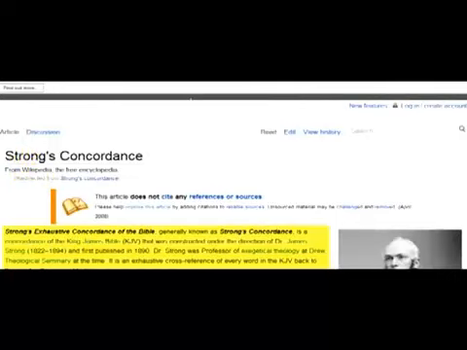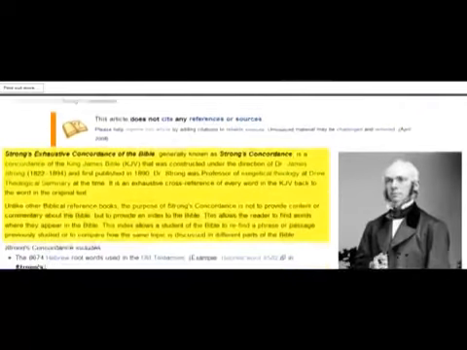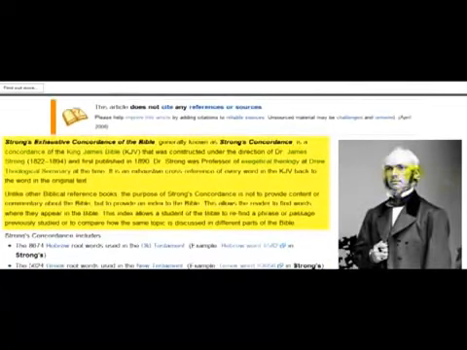This is from Wikipedia, the free encyclopedia, and this is Strong's Concordance. When you look this up, it says here, this is the devil right here, this devil, so-called Jew, looks like. It says Strong's Exhaustive Concordance of the Bible, generally known as Strong's Concordance, is a concordance of the King James KJV that was constructed under the direction of Dr. James Strong between 1822 and 1894, and first published in 1890. Dr. Strong was professor of exegetical theology at Drew Theological Seminary.